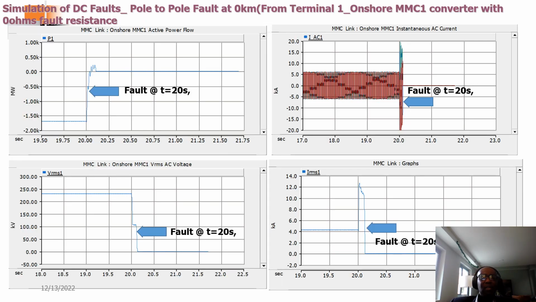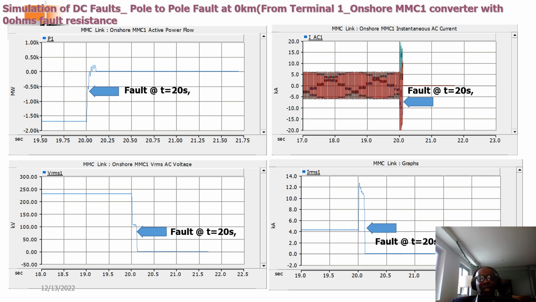Okay, so next are simulation charts that show a pole to pole fault at 0 kilometers, from terminal 1 onshore MMC1. So that tells you the fault occurs at 20, and there is a slight dip, and this itself tells you the need for a DC circuit breaker, so that the fault can be cleared and the system can recover.